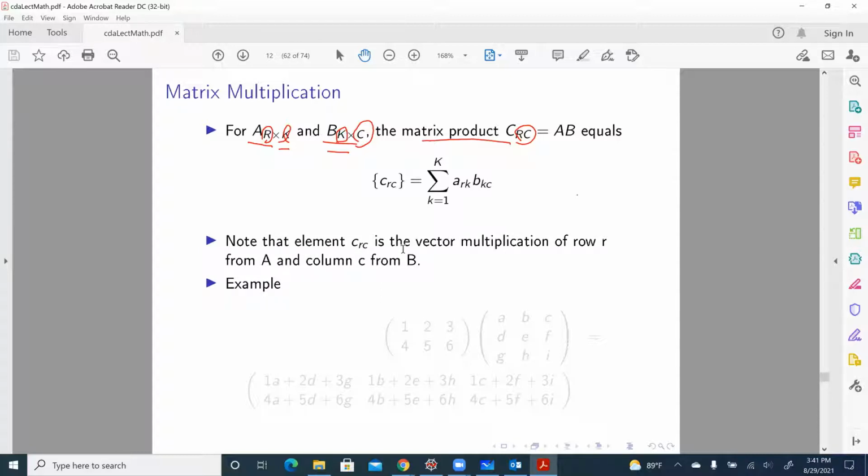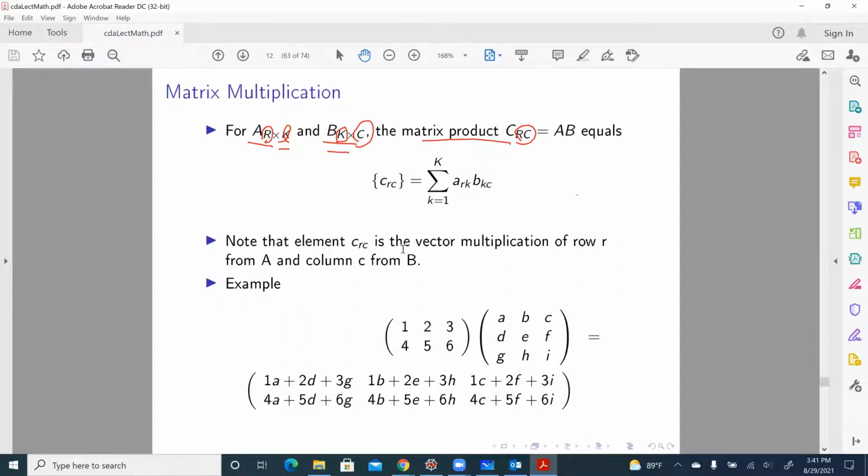Know that element C RC is the vector multiplication of row R from A and column C from B. So we decompose the full-blown matrix multiplication into vector multiplication. So here we have an example. You will know much better what's going on here.